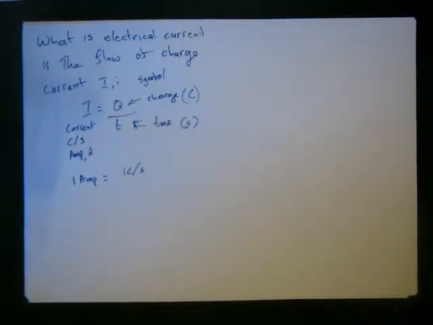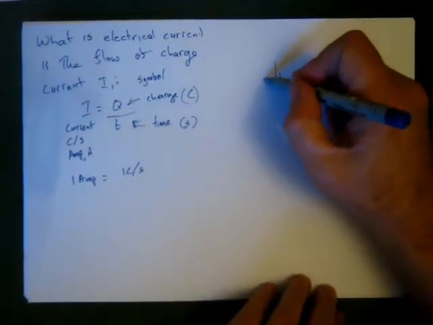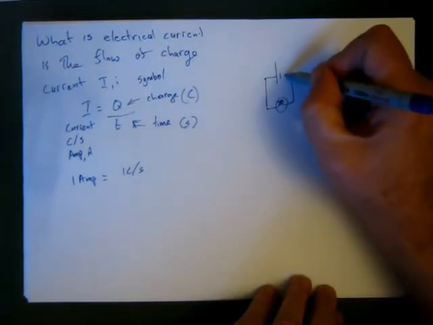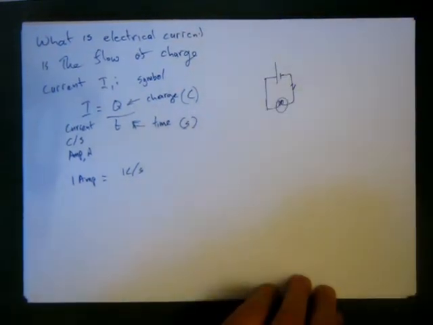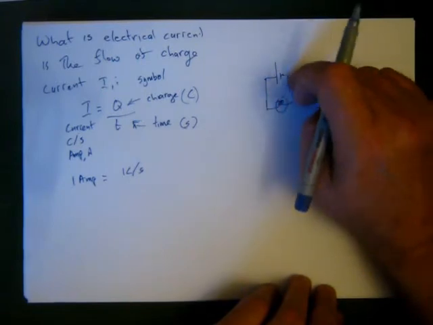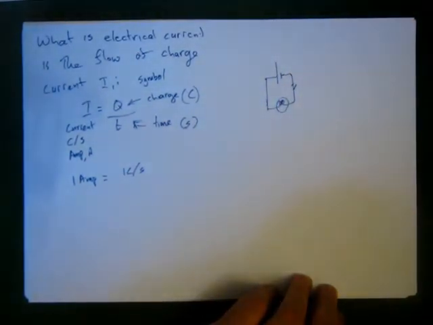Okay, so this only works if there's a wire or a conductor that goes all the way around. If we put a break in there, like a switch for example, then current can't flow. There must be a conductor that goes from the positive plate to the negative plate, or actually relative negative plate to the positive plate.